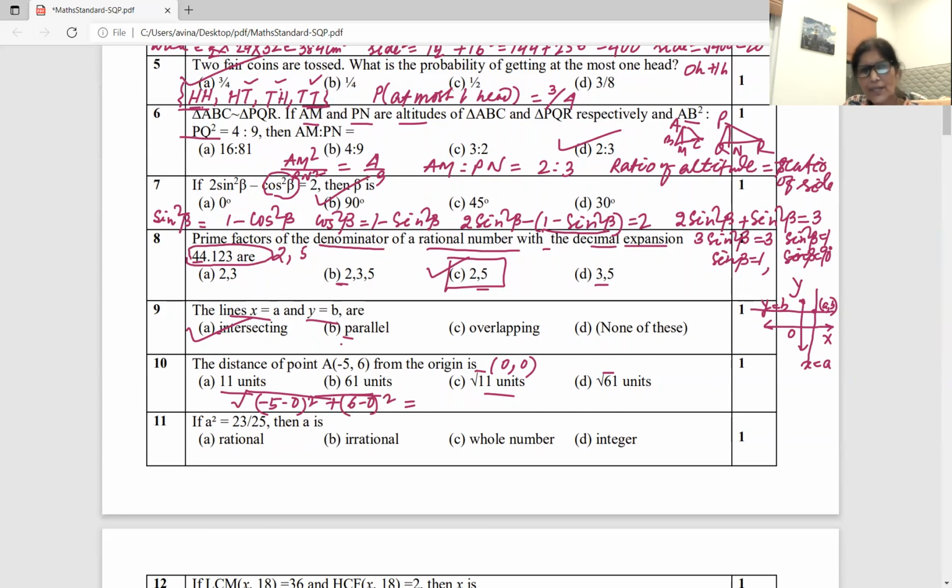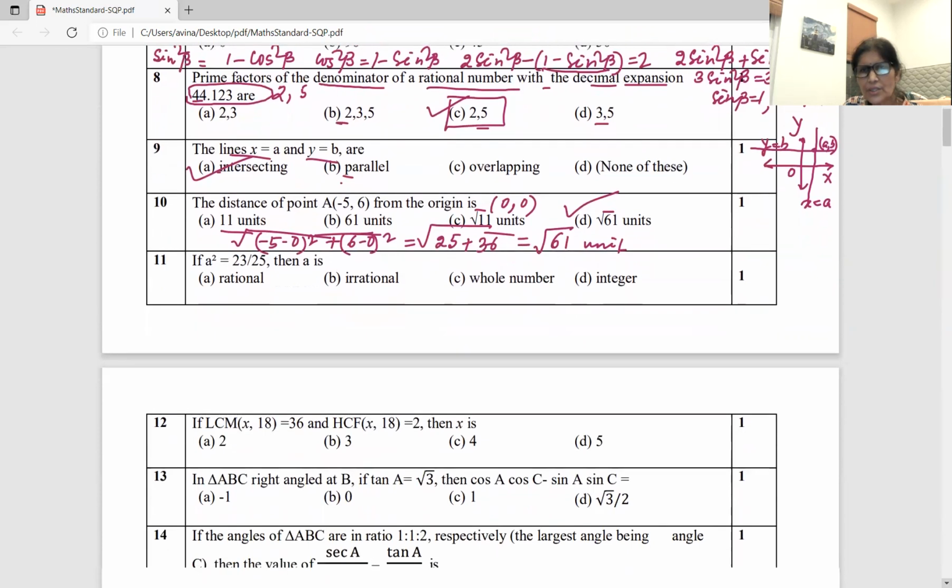So which formula did I apply? (x2 minus x1) whole square plus (y2 minus y1) whole square. So this will be 5 square, 25, plus 6 square, 36, square root. It will be root 61 units. So where is the answer? D is the answer. This question is relatively easy because it is a basic question. This is in your book.